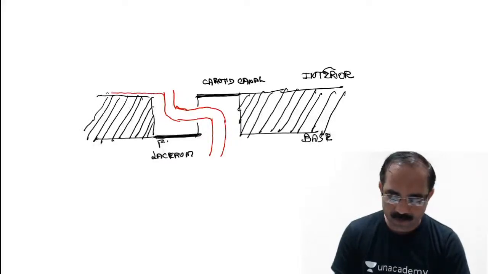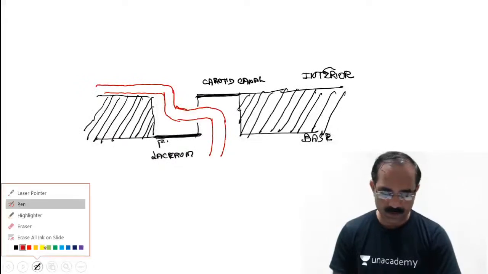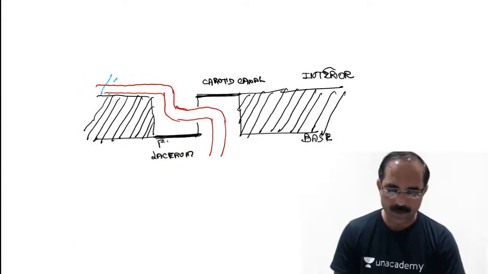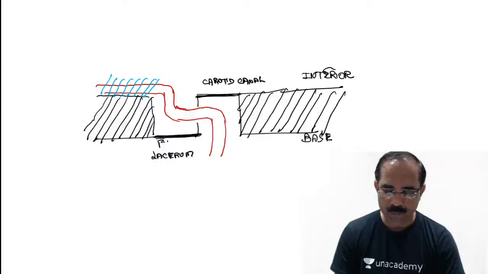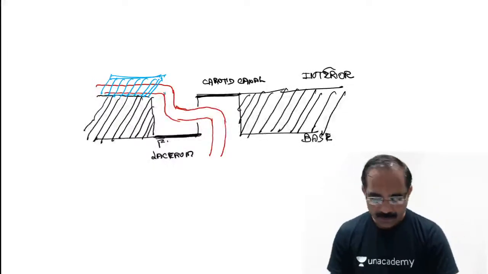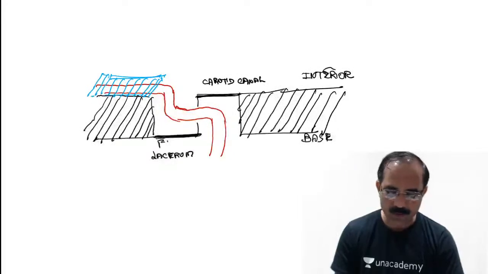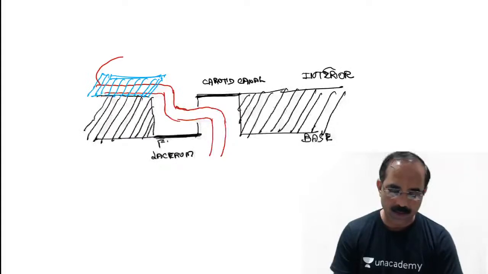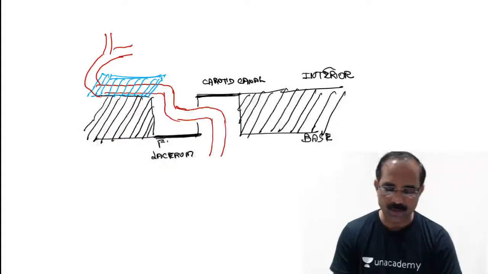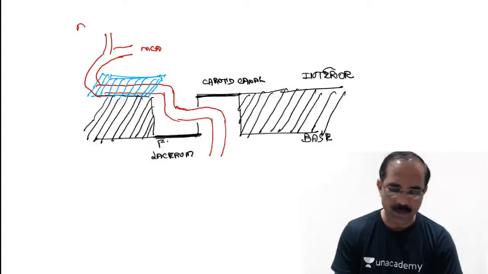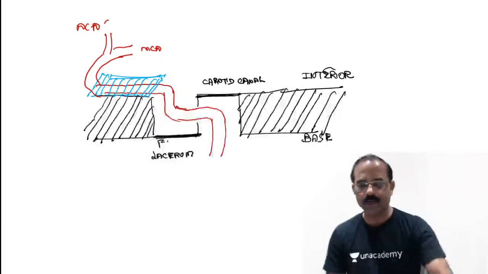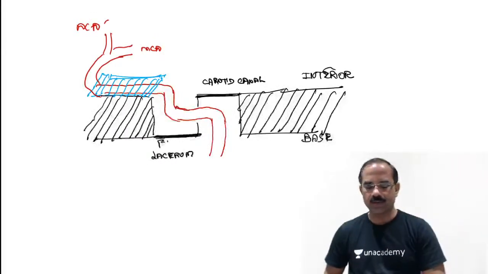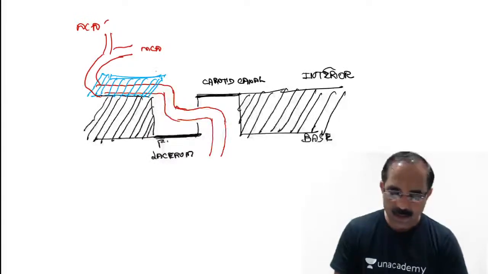Now it enters into the, what's this now? That's the cavernous sinus. And now this is going to pierce the roof of the cavernous sinus and divide into two terminal branches, the middle cerebral artery and the anterior cerebral artery. This is clear now? That's the course of the internal carotid artery. This is the cavernous sinus.